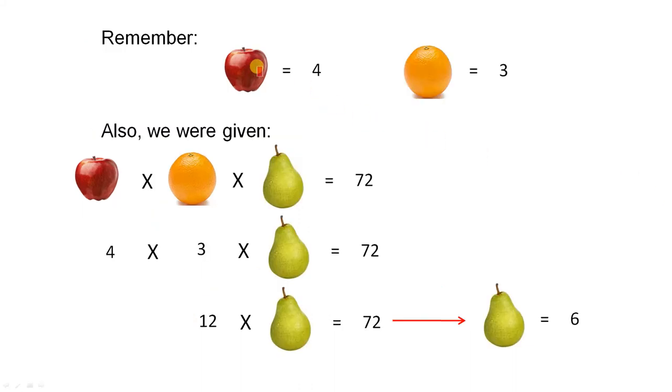So you remember, the apple was 4 and the orange was 3. Now we were also given apple times orange times pear was 72. So we put the apple equals 4, orange equals 3. So 4 times 3 times pear equals 72. 4 3s are 12. So 12 times the pear equals 72. Divide both sides by 12, and that gives us the pear equals 6. So we found the value for each fruit. Let's move on to the next slide.